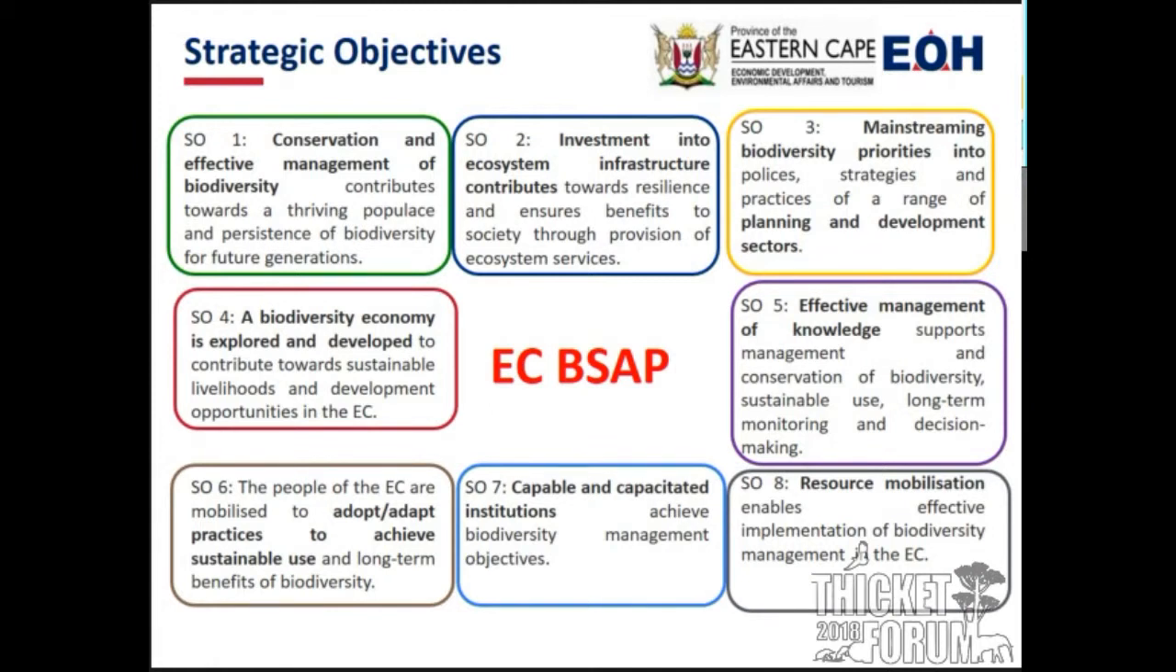So the first strategic objective, and I'm going to flash through them very quickly, is conservation and effective management of biodiversity. Contributes towards a thriving populace and persistence of biodiversity for future generations. Second is investment into ecosystem infrastructure, and by that we're also talking about ecosystem adaptation-based infrastructure. Thirdly, we're looking at mainstreaming biodiversity priorities into planning and development sectors. And we've heard a lot about how to walk biodiversity sector plans into land use planning, SPLUMA type SDFs, IDPs, into municipal level planning.